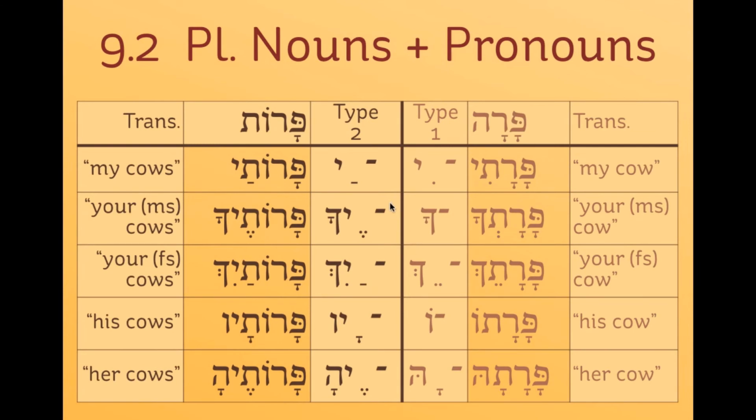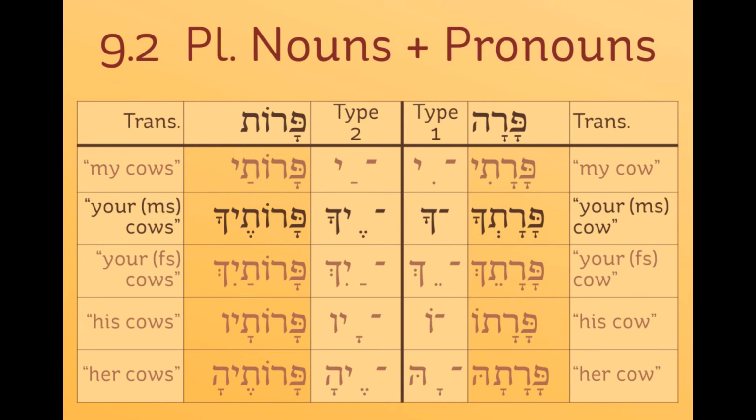What happens when you add type 2 to a feminine plural noun? Well, you actually get to keep your plural morphology, parot, and you just add the type 2 pronoun on at the end. So, reading off each pair, parati, my cow, parotai, my cows.